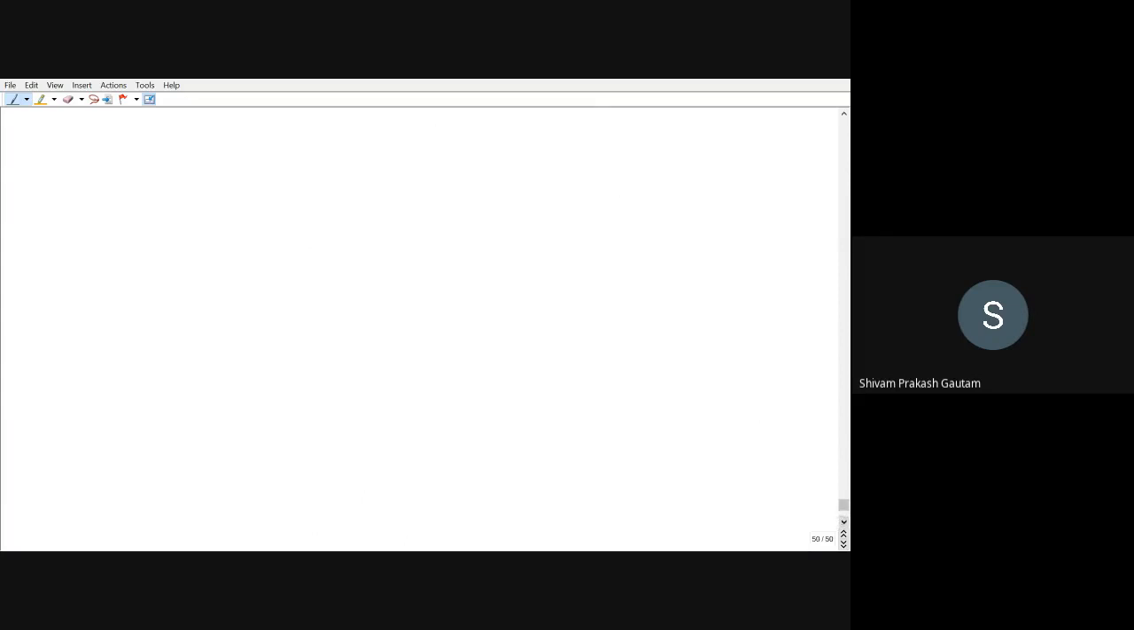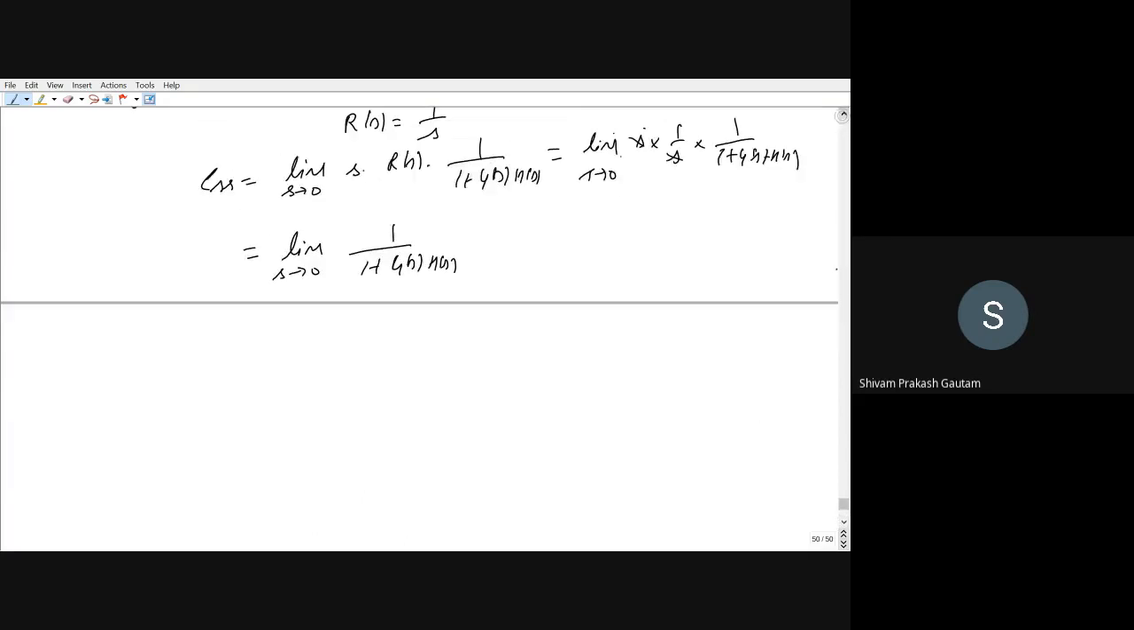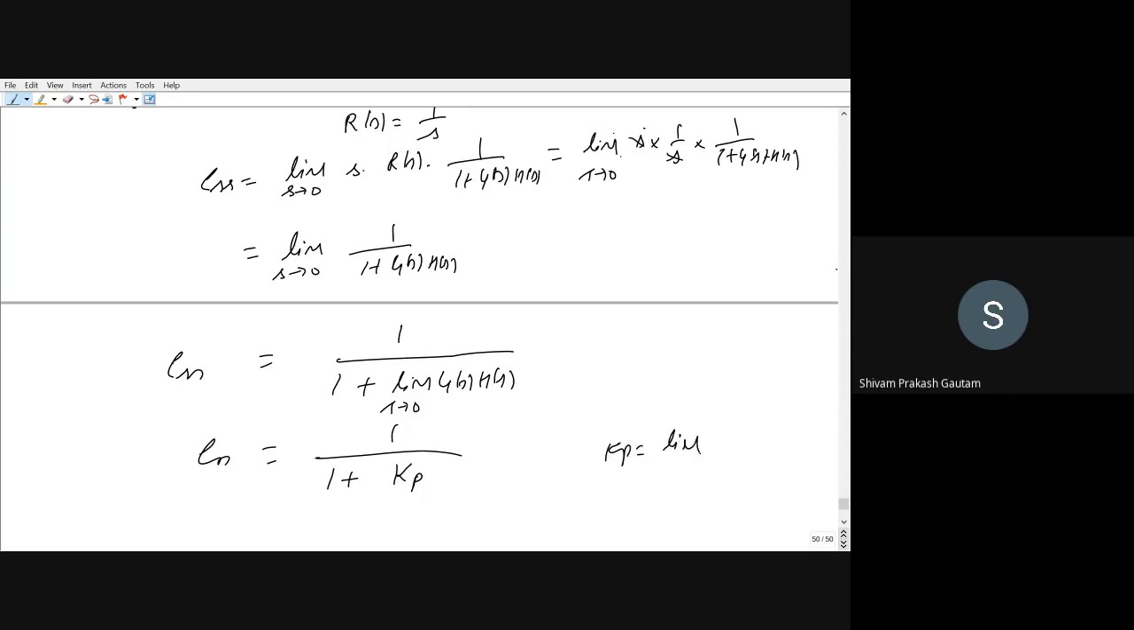Can I write this, because this 1 is constant and this here is also constant? Can I write it like this? Limit s tends to 0, G(s) into H(s). Yes sir. So what I will do is, instead of writing this, I will substitute the error coefficient by Kp. And what is Kp? Kp is equal to limit s tends to 0, G(s) into H(s). This is what we have substituted.